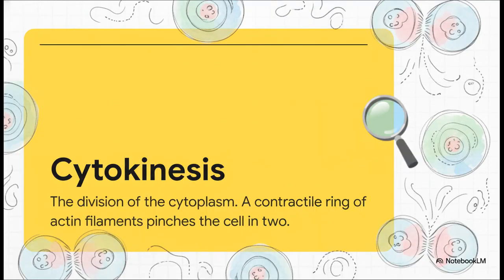But the cell still isn't quite done. Overlapping with telophase is cytokinesis, which is the division of the cytoplasm. A contractile ring of proteins forms right around the cell's middle, and it tightens like a drawstring on a hoodie, pinching the cell in two and finally completing the creation of two separate, identical daughter cells.